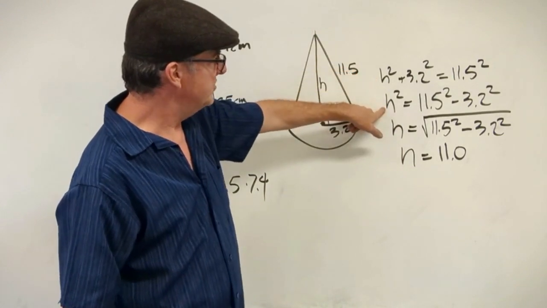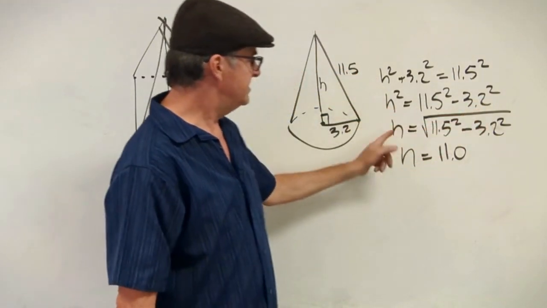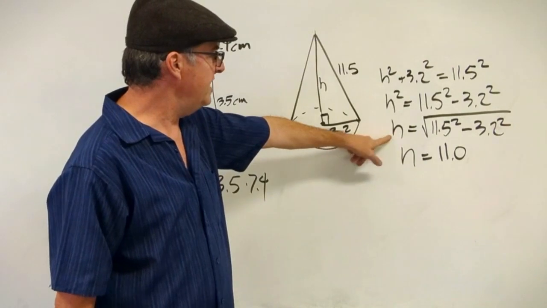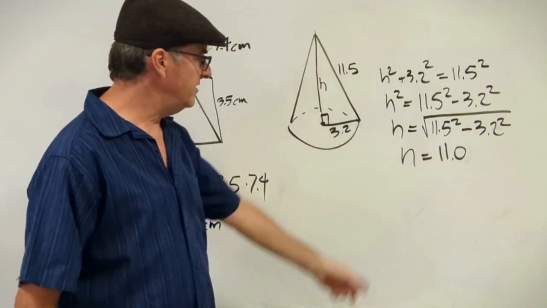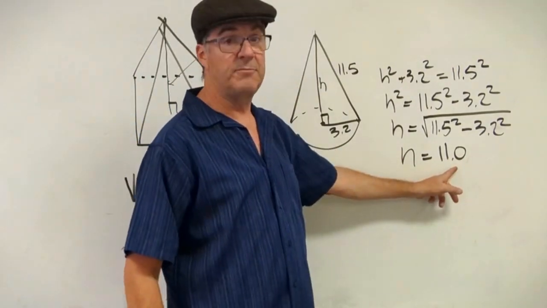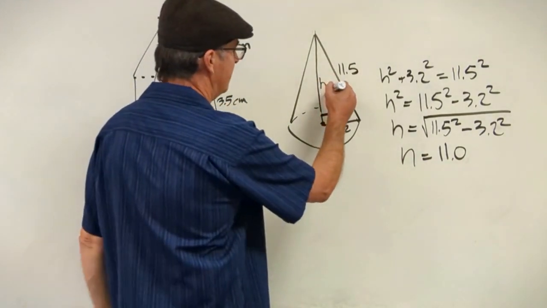Now I move the 3.2 squared over to the other side of the equation, take the square root of both sides. I have h equals the square root of these two things. Pumped it into my calculator for h, I get 11.0, so we can put that right here.